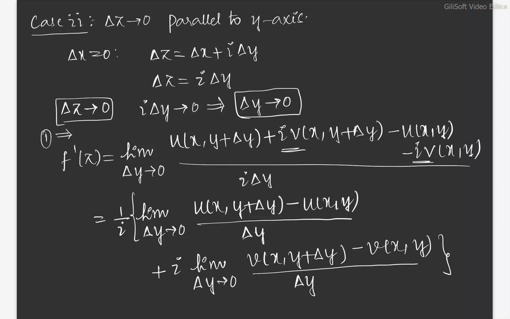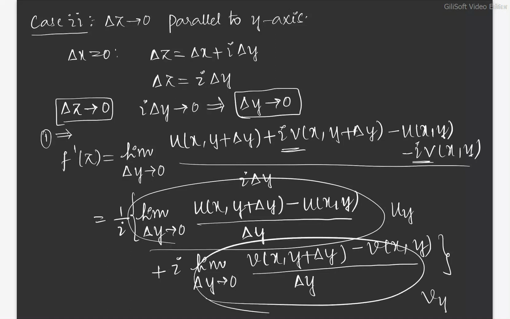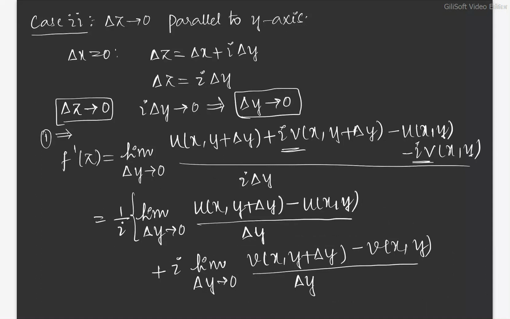Again, in the last equation, by using the definition of partial derivatives, we can write this first term as u y and the second term as v y. So with this notation, we can write the last equation as f dash of z equals 1 by i times u y plus i times v y.